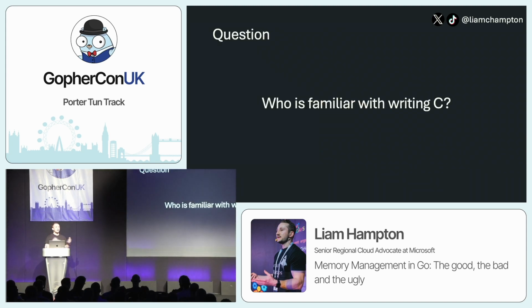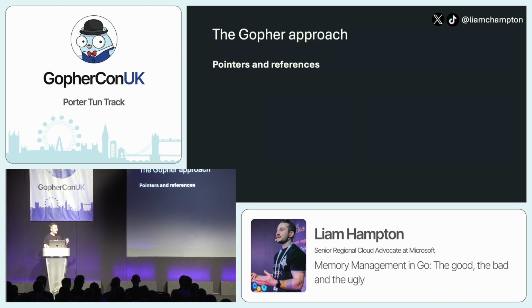So quick show of hands in the room. Who is familiar with writing C code? All right, cool. So that's about half the room. Brilliant. Well, I sympathize with you, because even though Go is a high-level language, you still need to be aware of pointers and references. What does that mean?